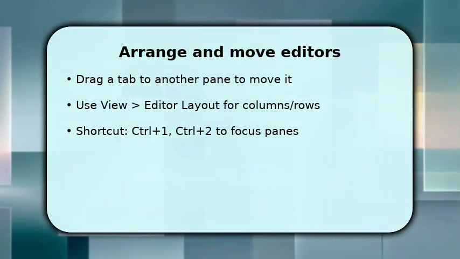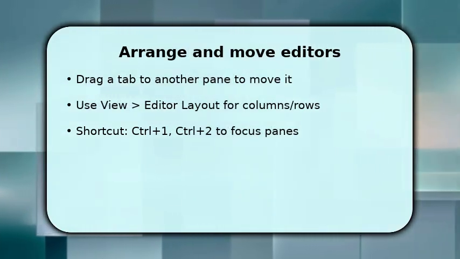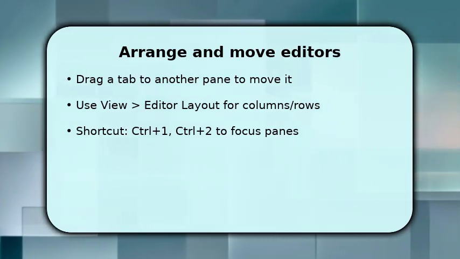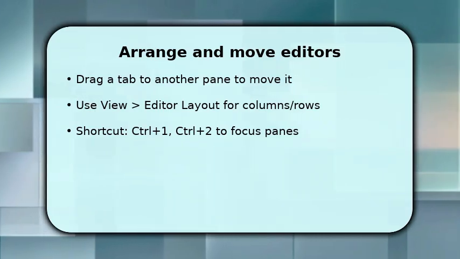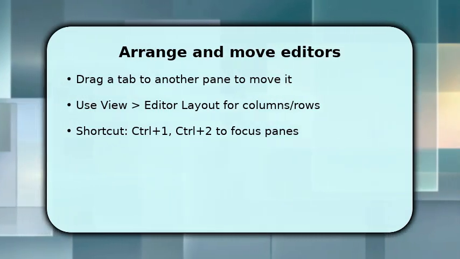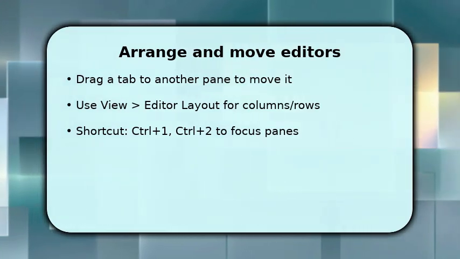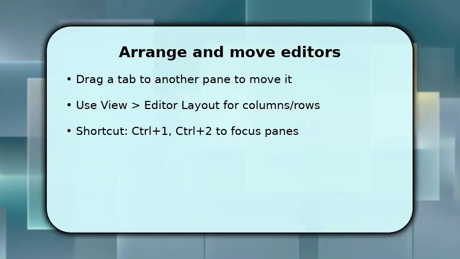Drag any tab into the opposite pane to move that file, or right-click and choose Move Editor into Next Group. Use View Editor Layout to pick 2 columns, 3 columns, or rows if you need different layouts. Once arranged, use Ctrl plus 1, Ctrl plus 2 (CMD on Mac) to switch focus between panes.